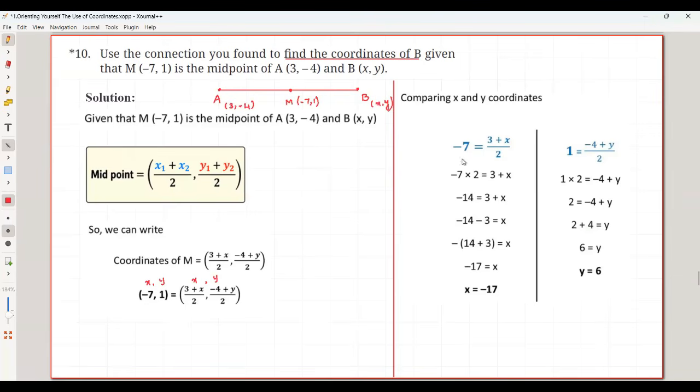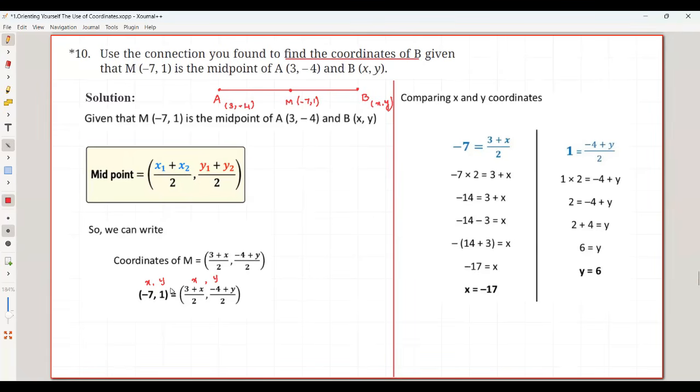First, just compare the x coordinate. Minus 7 is equal to 3 plus x by 2. Now just do the cross multiplication. 7 2s are minus 14 is equal to 3 plus x. Take this 3 to this side, it will become minus 3. Minus 14 minus 3 is equal to minus 17. So x is equal to minus 17.